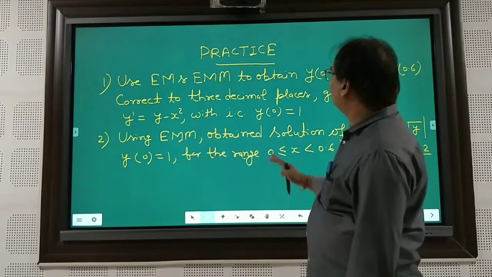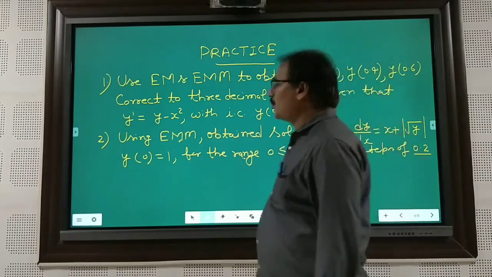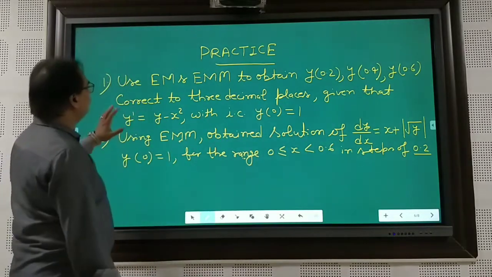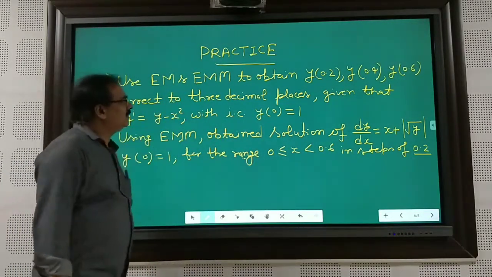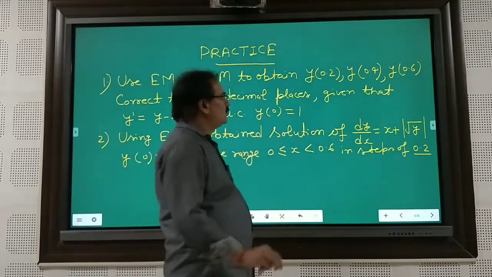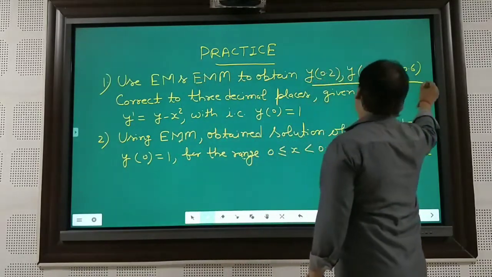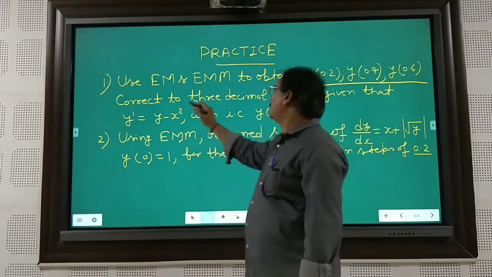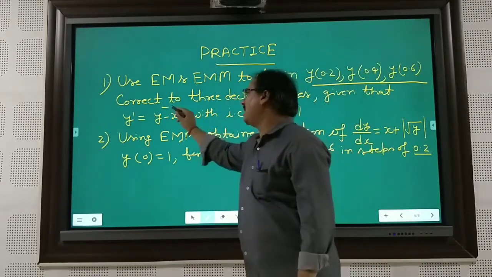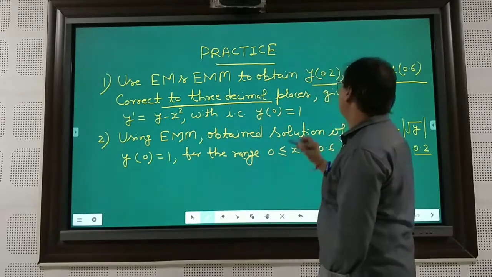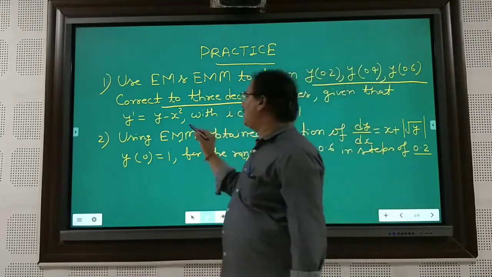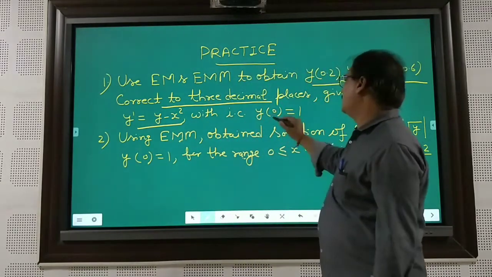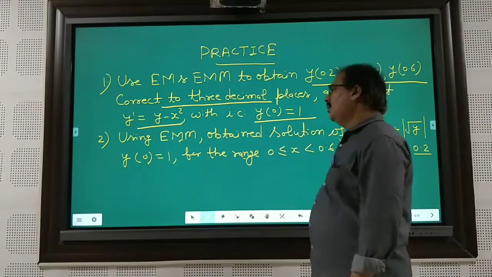Here I have already given 2 problems for that purpose. The first problem is: use Euler's method and Euler's modified method to obtain y at 0.2, 0.4 and 0.6. Just do some more practice, correct to 3 decimal places. It is given that y dash is equal to y minus x square with initial condition y at 0 is equal to 1.